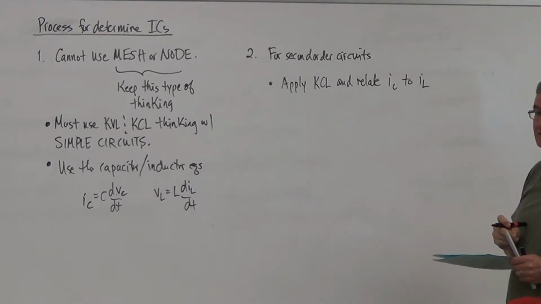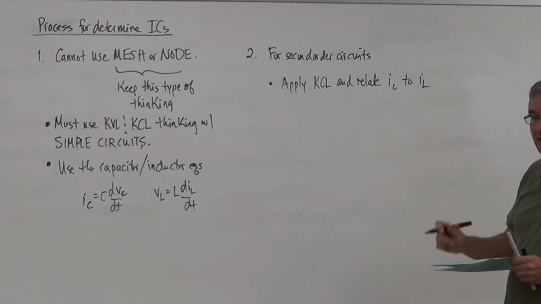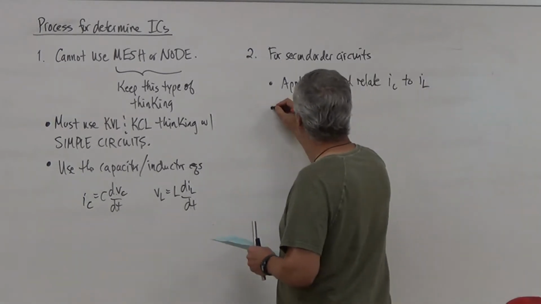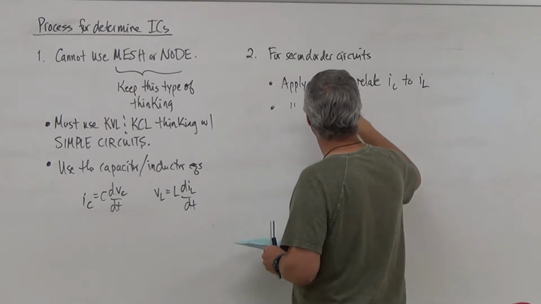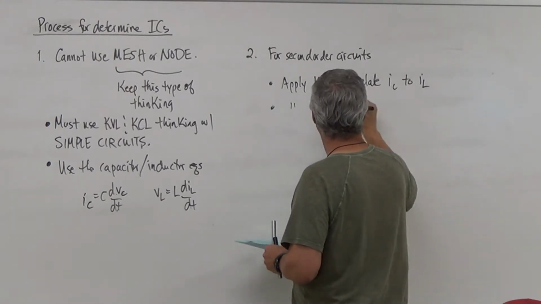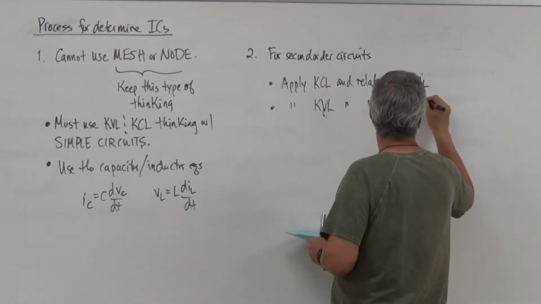Now remember, these circuits are not in steady state. They're changing. So we want to look at how these change. Then you want to go in and apply KVL to relate VC to VL.